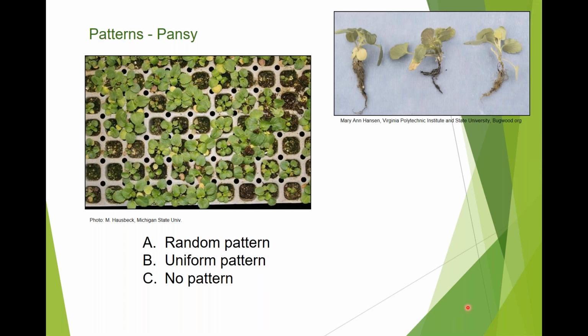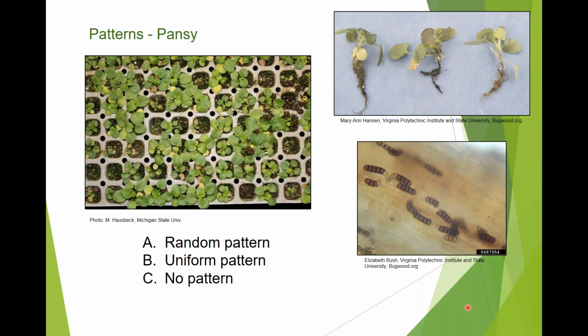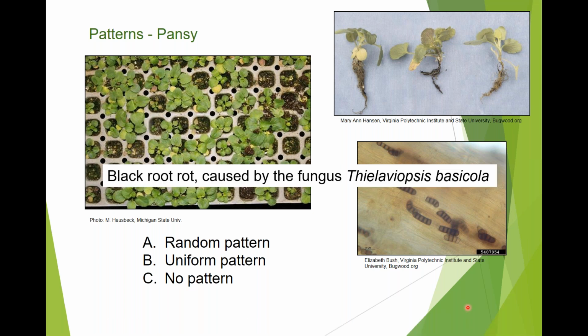If you dug out some of those more stunted, collapsing plants, this is what you would see. And the roots are looking on the dark side. Wouldn't you agree? They're stunted on the plants that are stunted, and the roots are blackened. And if you took those to the microscope, you would see this. These are the characteristic spores of Thielaviopsis, which is a fungus that causes the disease called black root rot.